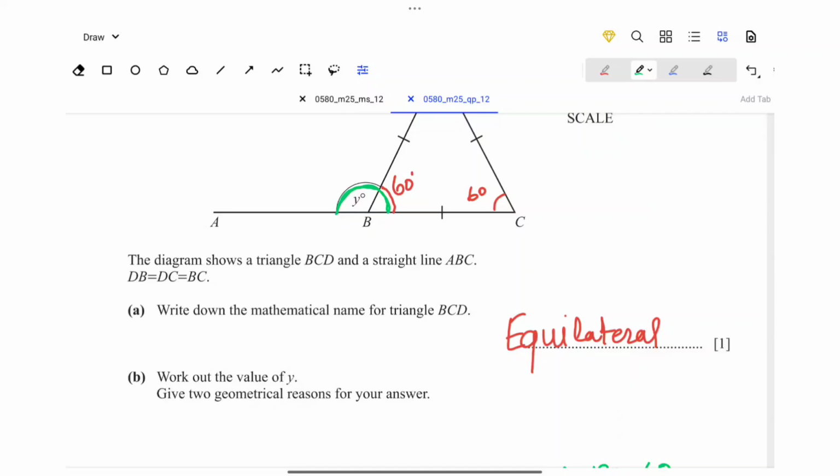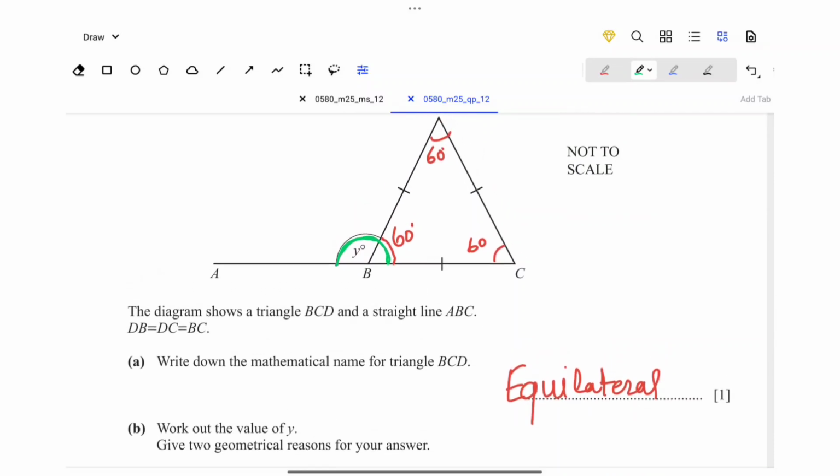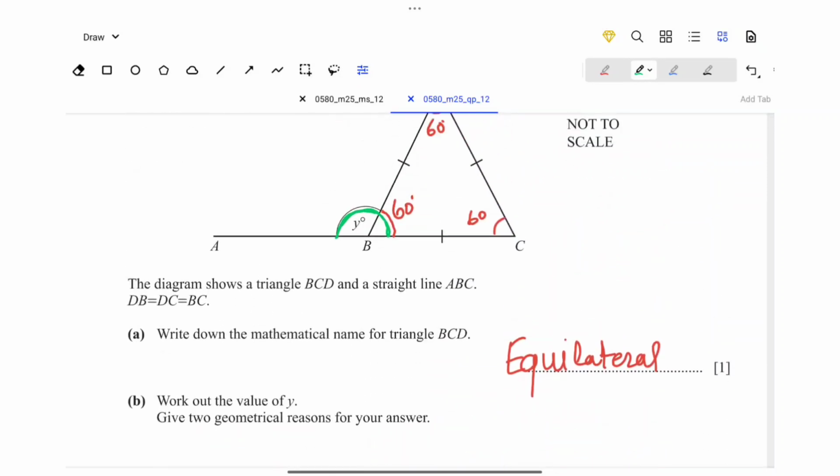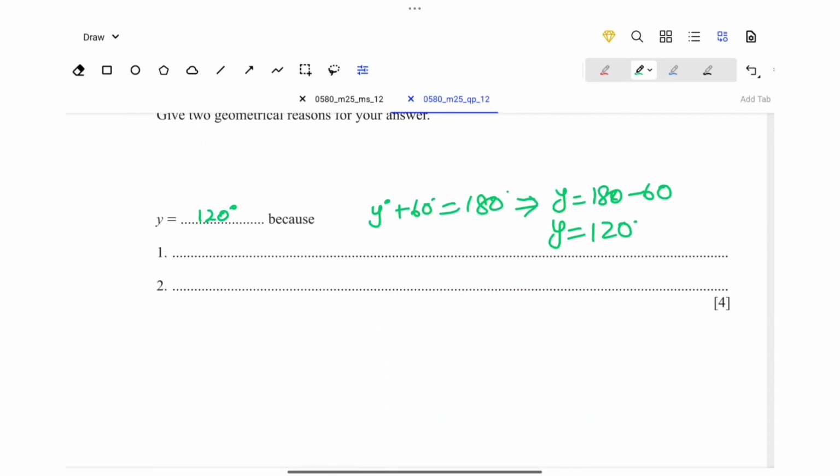Okay, there can be other reasons also. For example, number one, the interior angle of an equilateral triangle. Each interior angle of an equilateral triangle is 60.